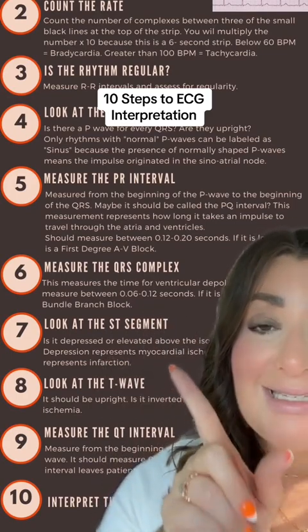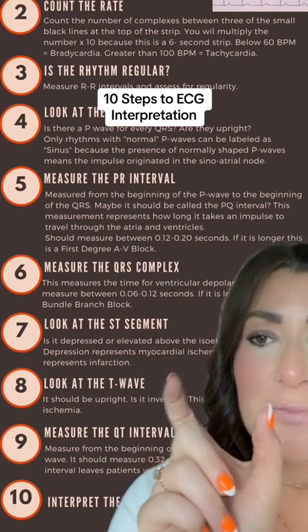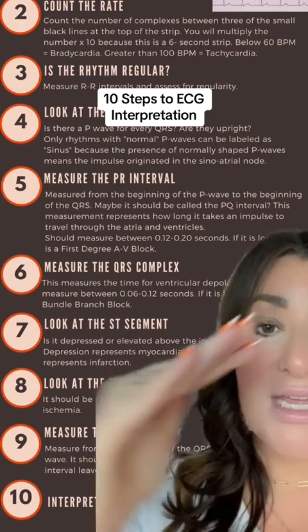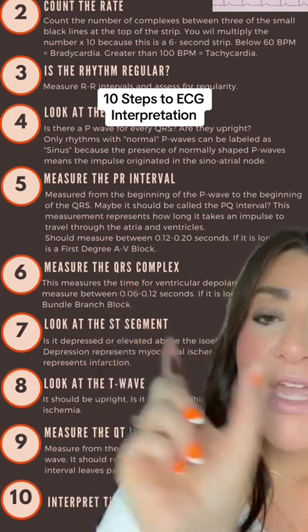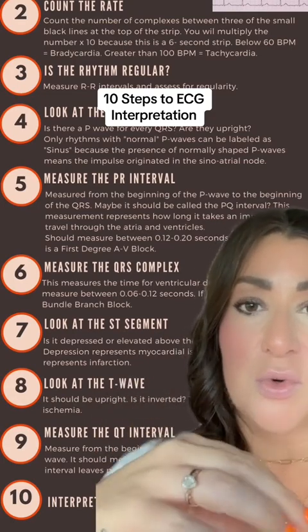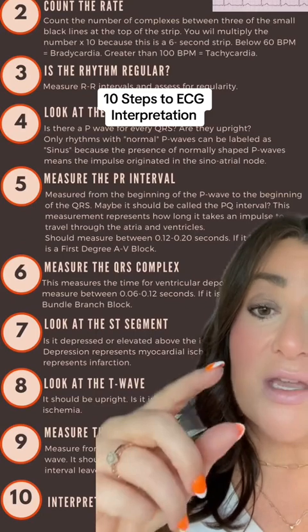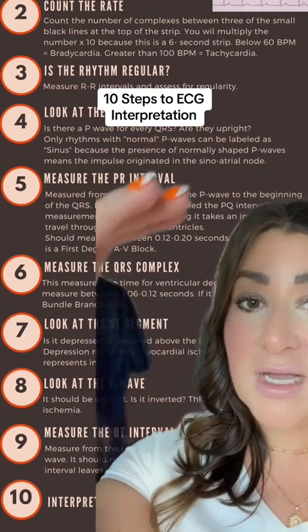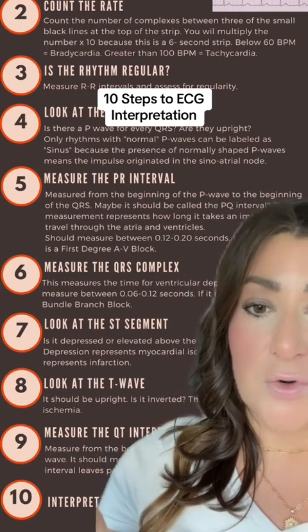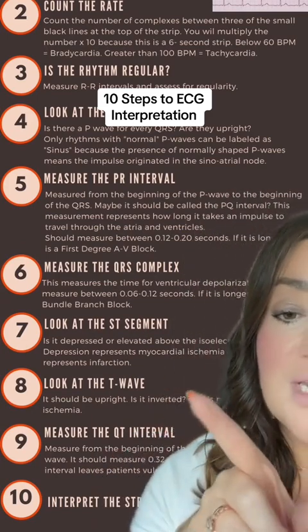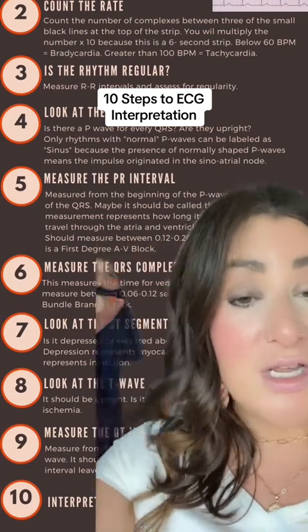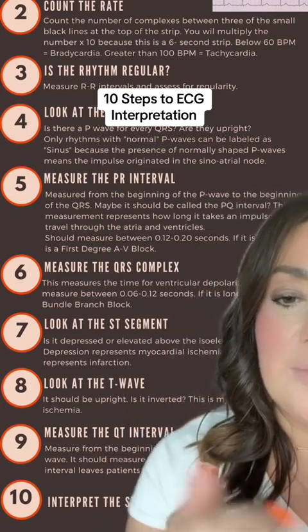Next, we're going to look at the ST segment, that segment between the S wave and the T wave that should technically be even with the isoelectric line. If that segment falls below the isoelectric line, then there's some sort of ischemia going on. If that segment falls above the isoelectric line, or if there's ST elevation, then that represents infarction. Next, we're going to look at the T wave itself. It should be upright. If the T wave is inverted, then that's going to represent ischemia.